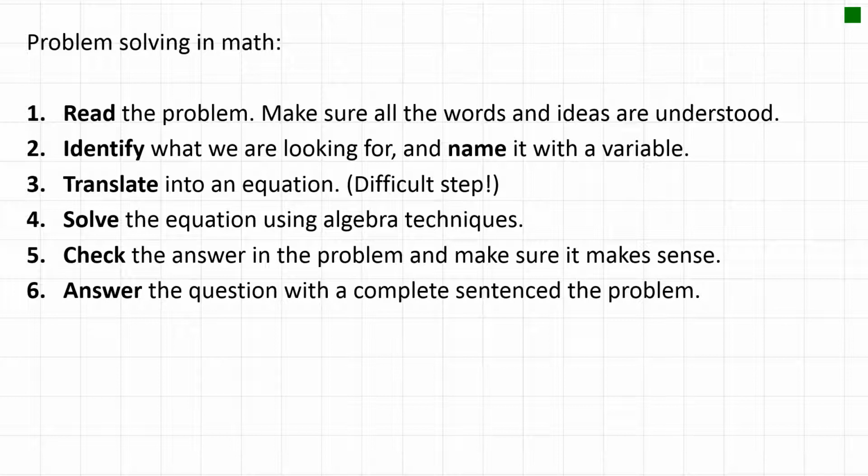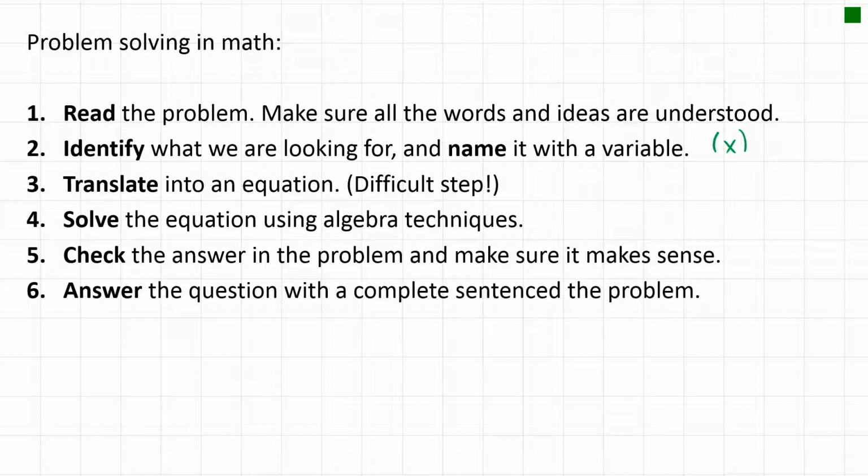So the first thing we're going to do is read the problem and make sure all the words and ideas are understood. Then we're going to identify what it is we're looking for in the problem. We're often asked to find something like the speed of the river, or the number of dollars that will satisfy this equation, or whatever it is. And we're going to name that variable. Often it's just x, but sometimes a better letter makes sense.